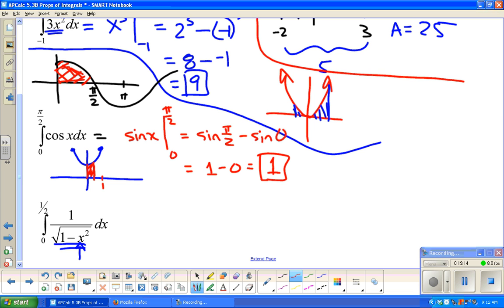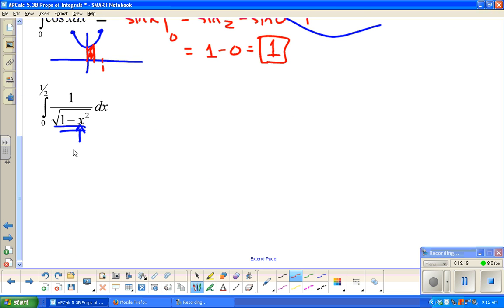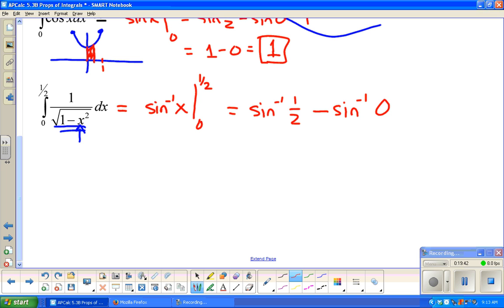Okay, so how do we do this? Well, we'll do the antiderivative. Now this is kind of scary looking, but this is actually inverse sine. We're going to evaluate that between 0 and 1/2. Now this is going to pull things up from pre-calc. Inverse sine means what was the angle? So I'm going to do inverse sine of 1/2 minus inverse sine of 0.